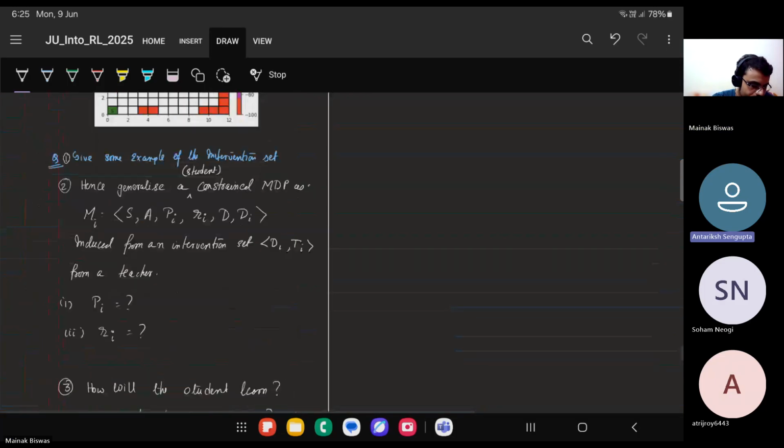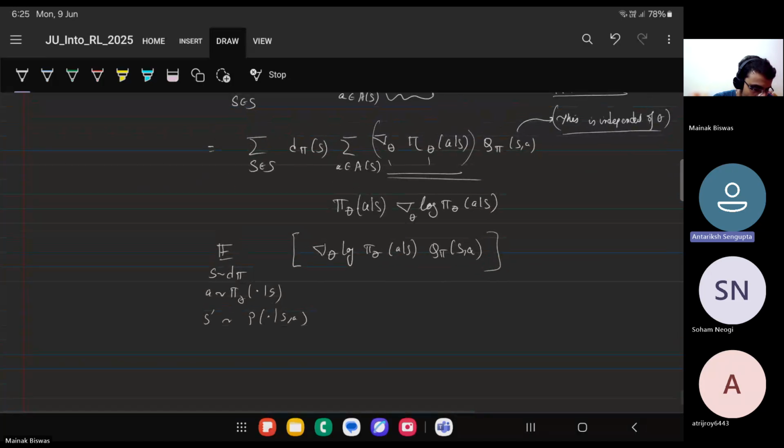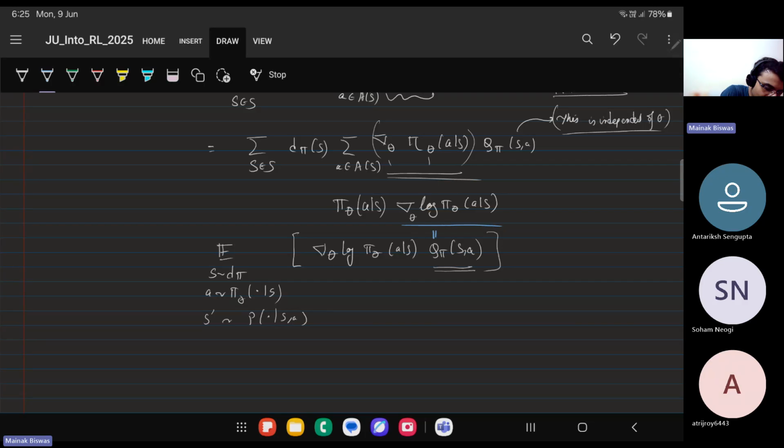And the pi of A given S would be observed. So V pi of S is pi theta of A given S into Q of S and A, so that would become V pi of S. We already divided and multiplied by pi of A given S, so pi of A given S into Q of SA is V pi of S. I have just taken the expectation of it. It's not the same thing here, because we will do Q learning or some way where actions are also involved.